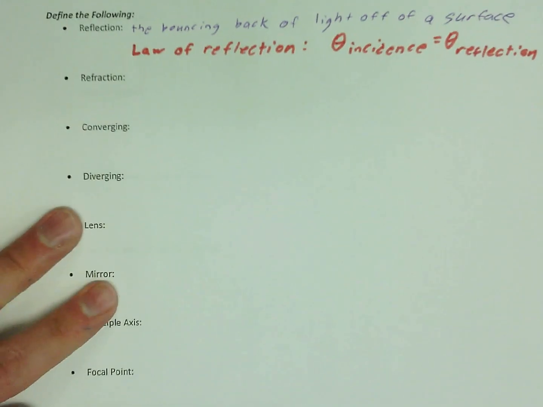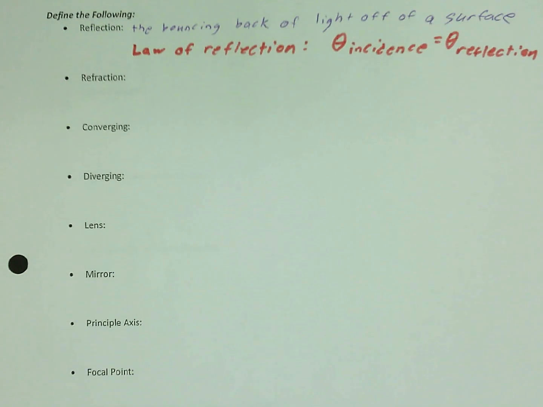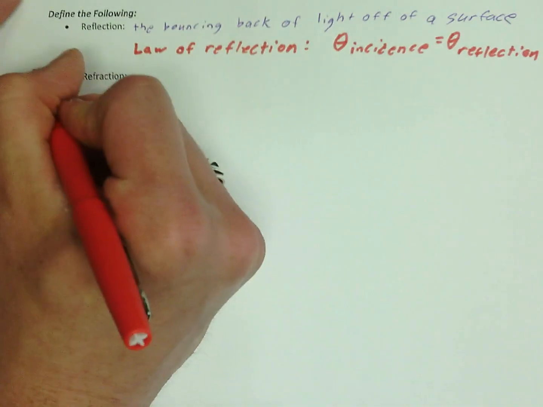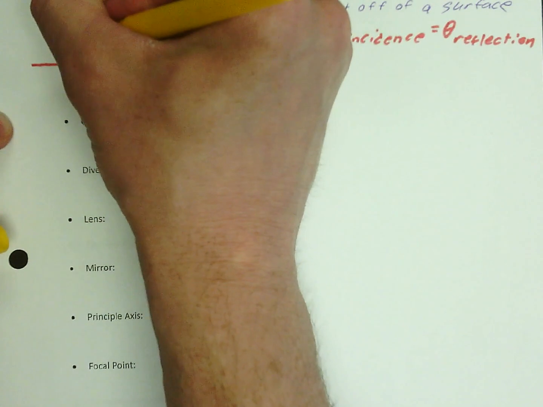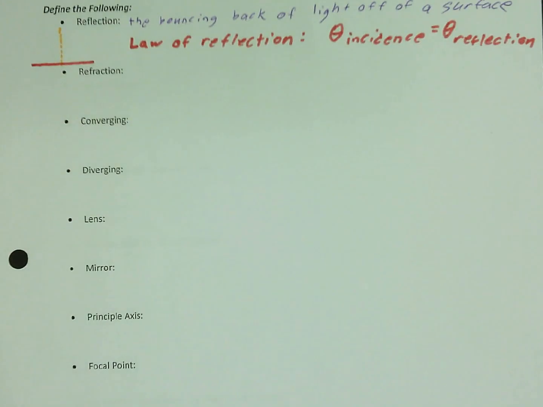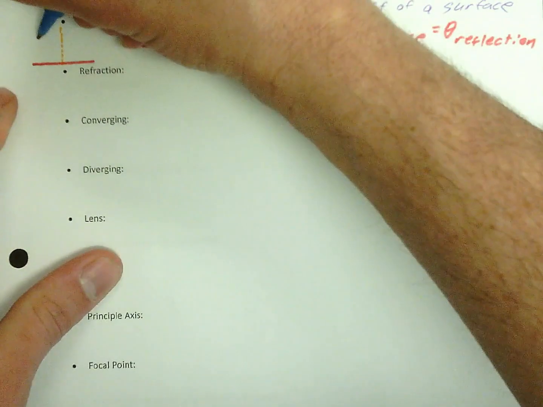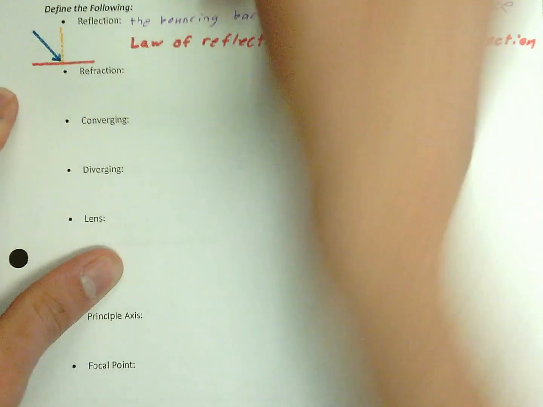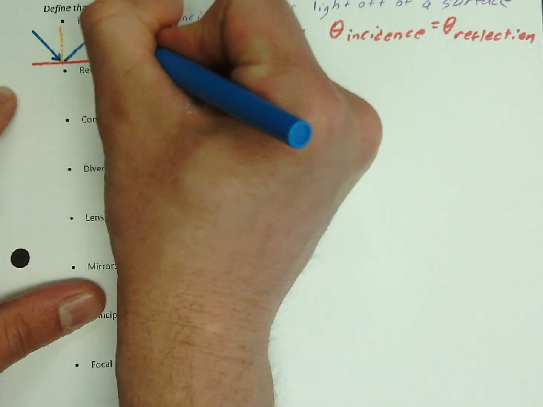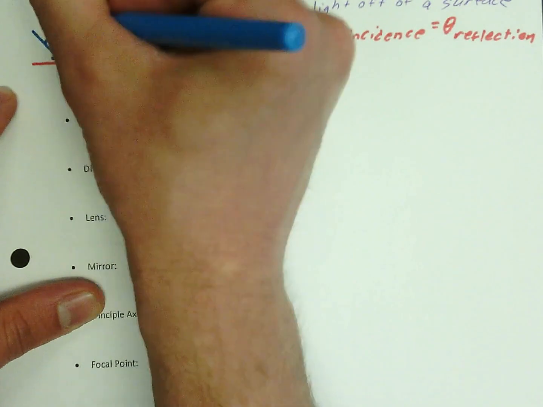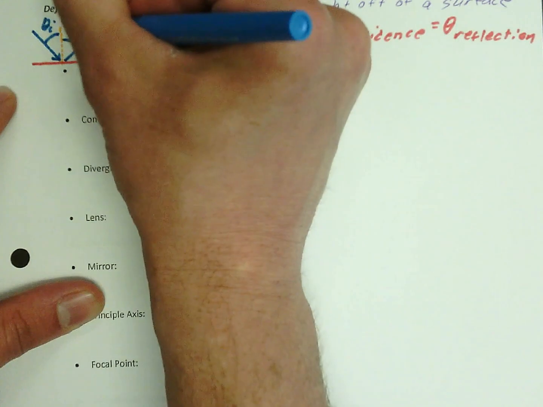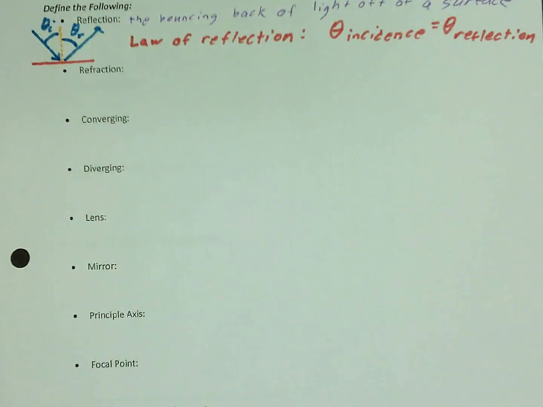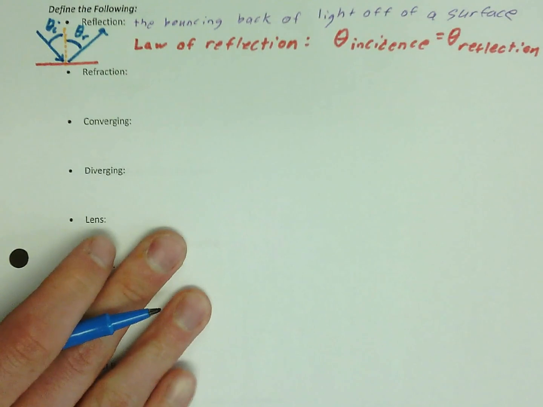Okay, so it looks like this. So here's my surface. Here is what's called the normal line, which is just a vertical line off the surface. And then here's your light. It comes in and bounces off. And the angle the light comes in equals the angle the light goes out. Okay? That easy.